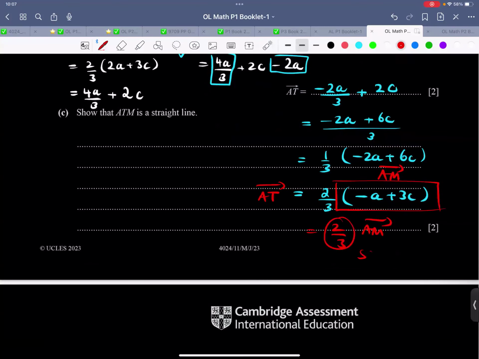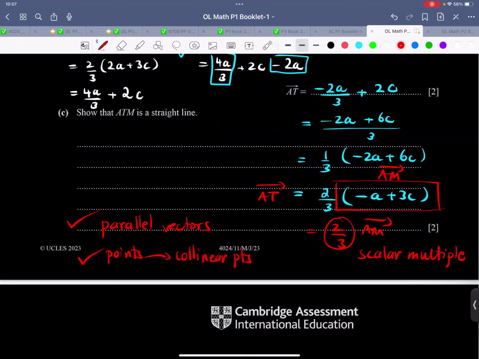Since this is a scalar multiple, if two vectors are scalar multiples of one another, they are parallel vectors. That's one thing. And also, if we talk in terms of points, the points are collinear. They lie on the same straight line. Show that ATM is a straight line. That's how we show it.